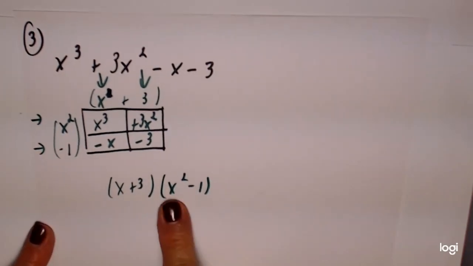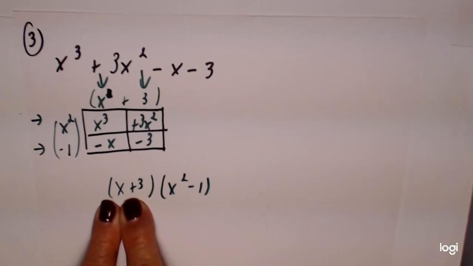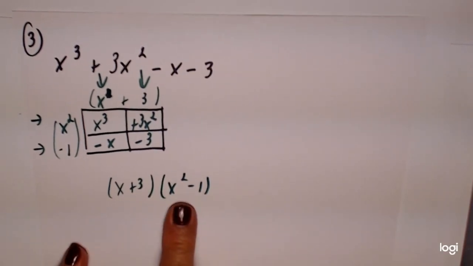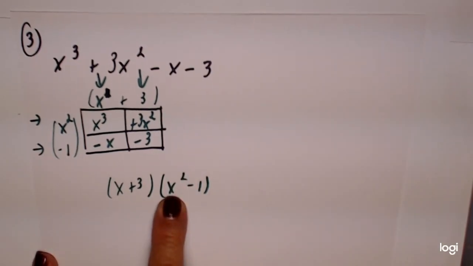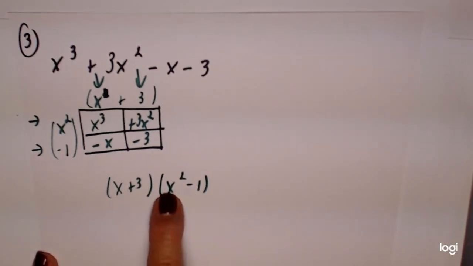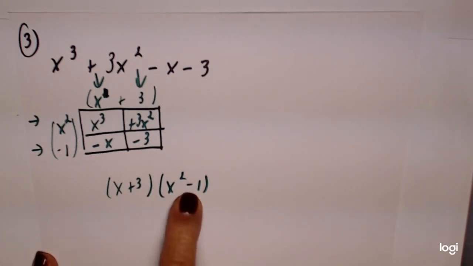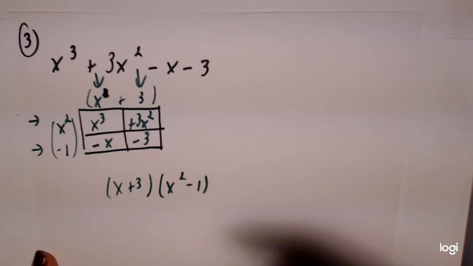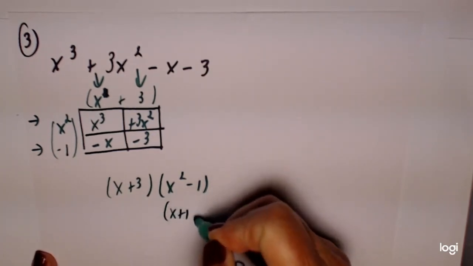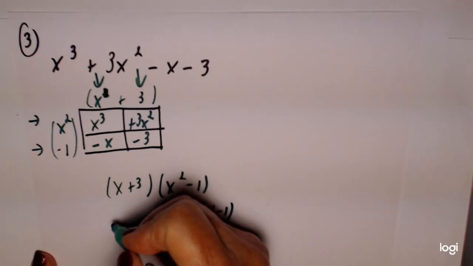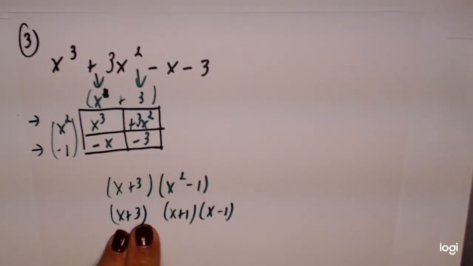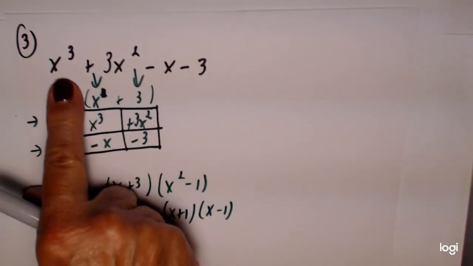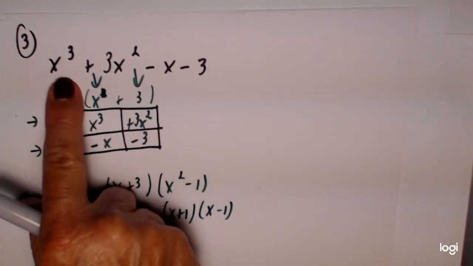Because this is a quadratic, we might think we can't factor this anymore, but this is a quadratic, x squared, and it happens to be the difference, subtraction here. So x squared minus 1, and 1 is a perfect square. So this can be factored again, x plus 1, x minus 1. And so for this, we have 3 factors because we started with a polynomial that was cubed.